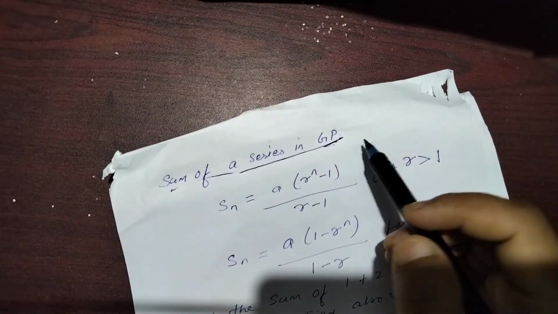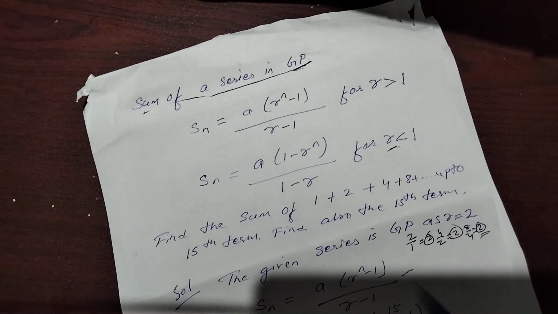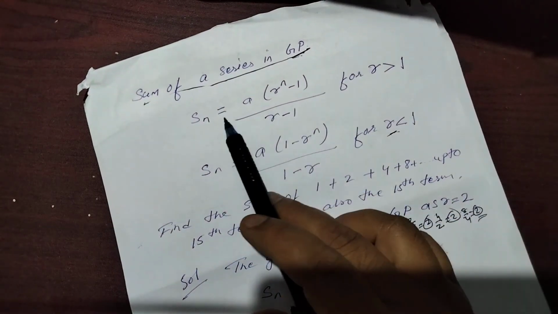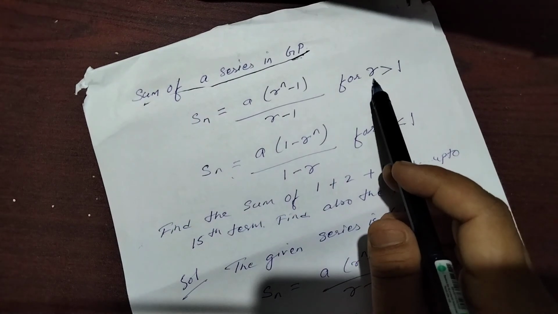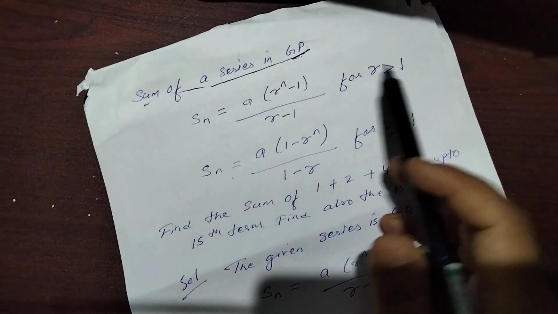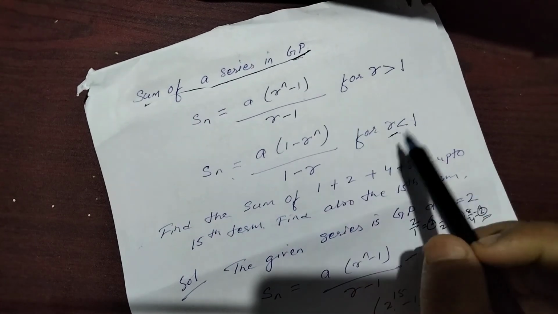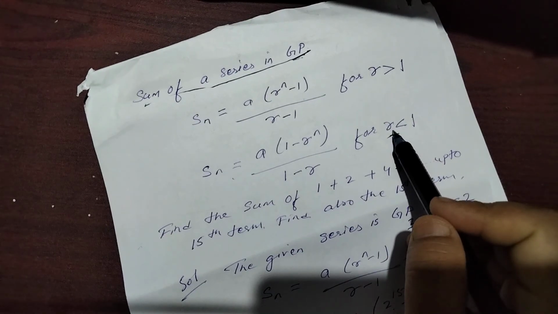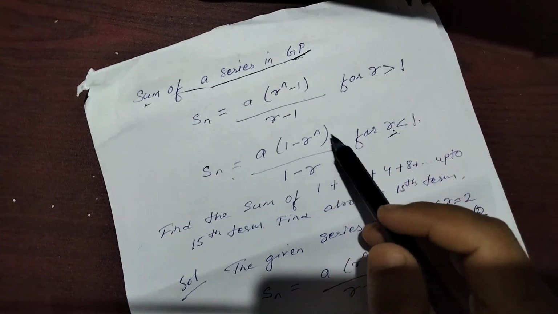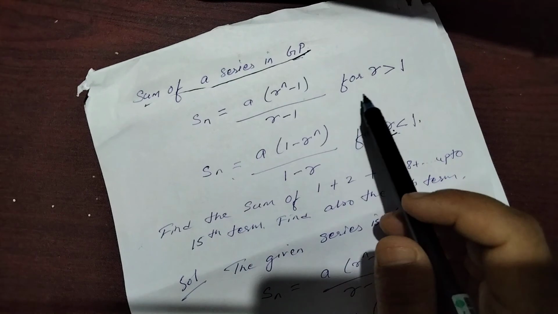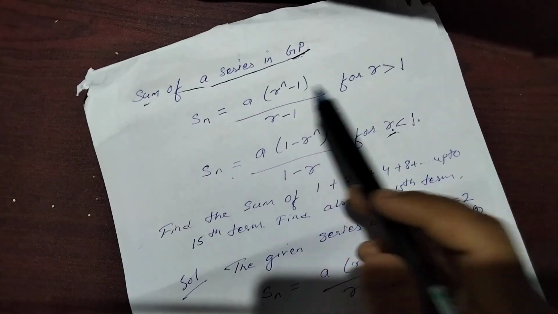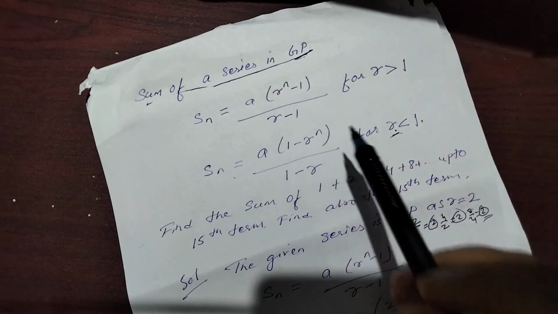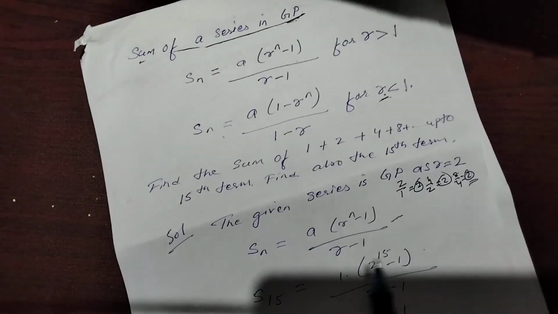Sum of the series. Okay, so there are two formulas to find the sum of a GP. One is this and another one is this. When your common ratio r is greater than 1, you have to use this formula, and when your common ratio r is less than 1, you have to use this formula. When the common ratio is greater, this formula; when less, this particular formula. Let us solve some questions.